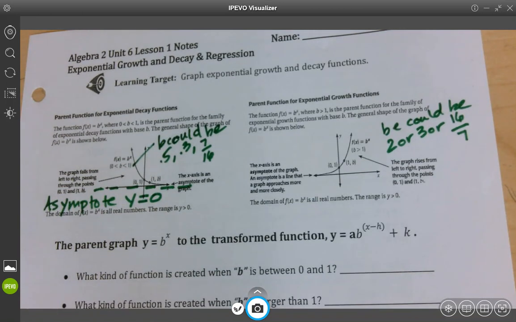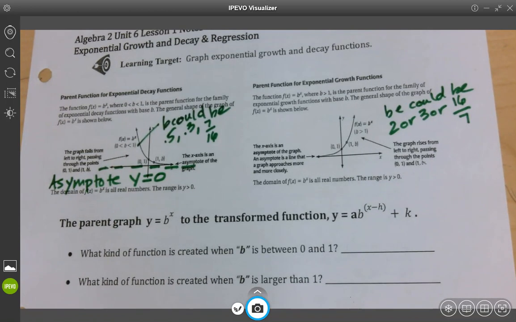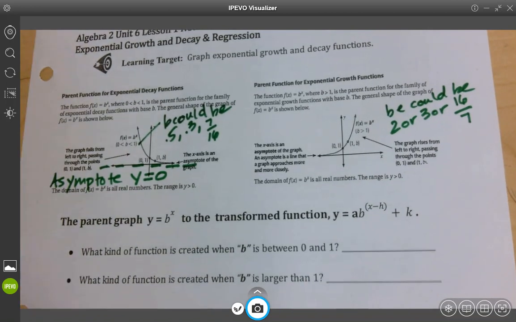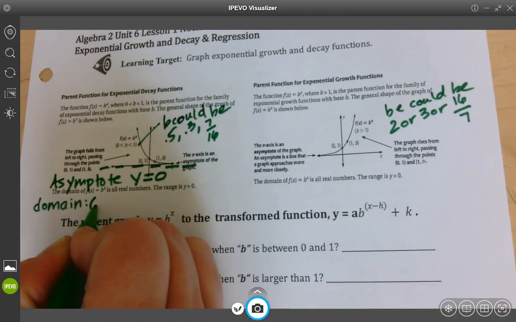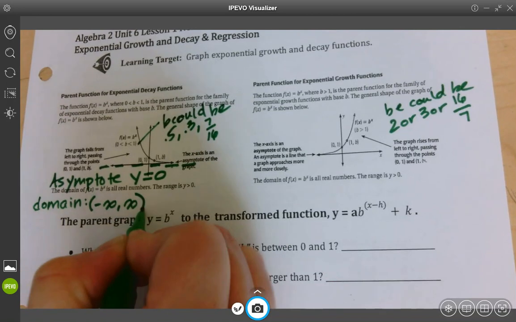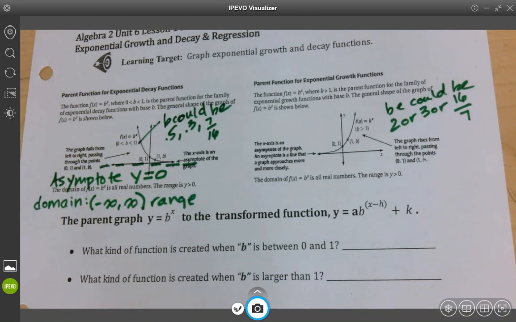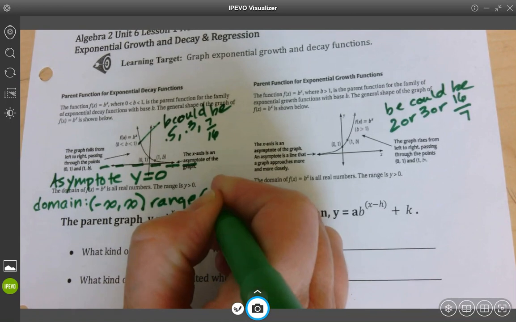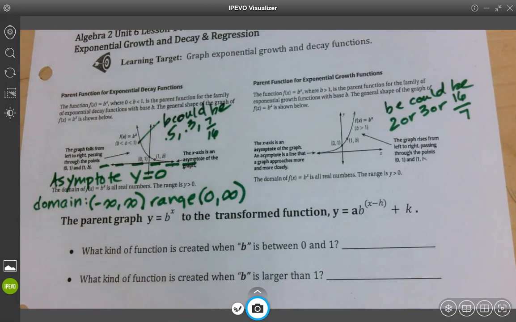And because we have an asymptote at y equals 0, that means that we're not including 0 in our range. Our domain is still negative infinity to infinity, but not our range. So our range is going to start right after 0, not including 0. So notice I'm going to use a parenthesis instead of a square bracket on the 0 to show that the graph gets really close to 0, but they can never touch, okay?